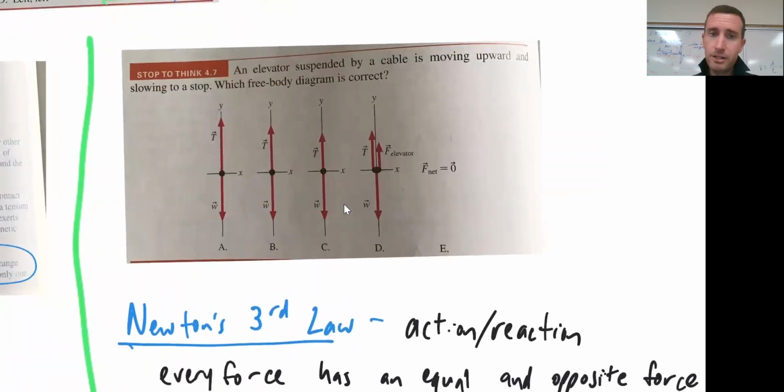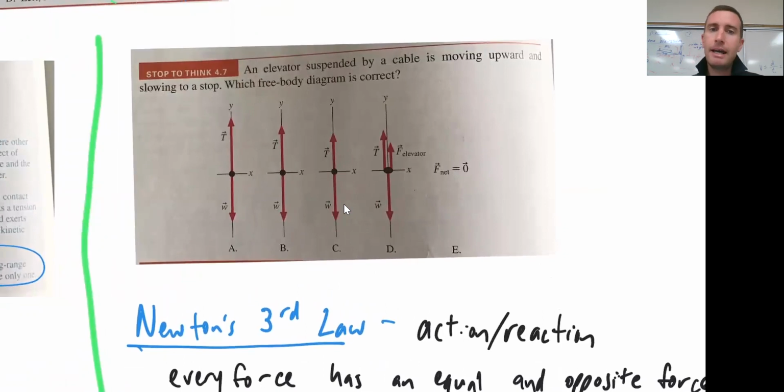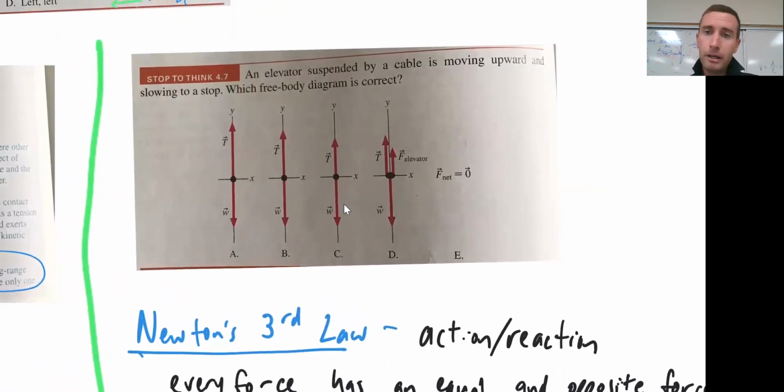Let's do a little force diagram comparison. An elevator suspended by a cable is moving upwards and slowing to a stop. Which free body diagram is correct? Okay, so it's moving upwards, but it's slowing down as it's moving upwards. So overall, I need its acceleration to be negative. I need it to be slowing down while going up. So the acceleration in this case has to be that way, right?